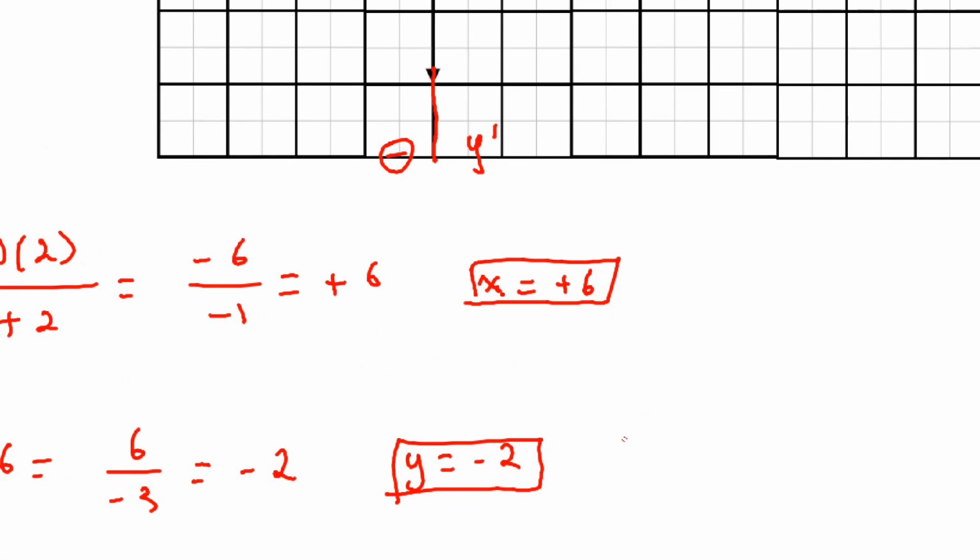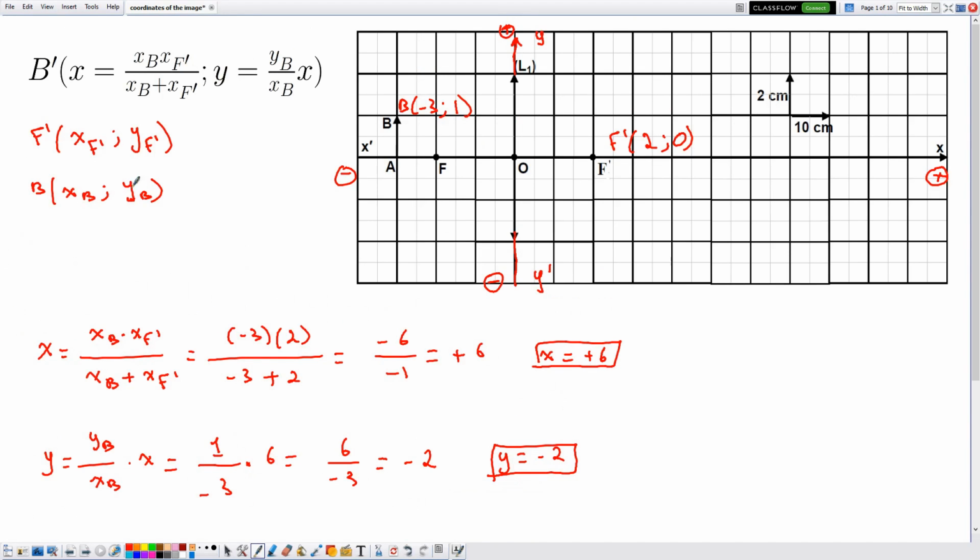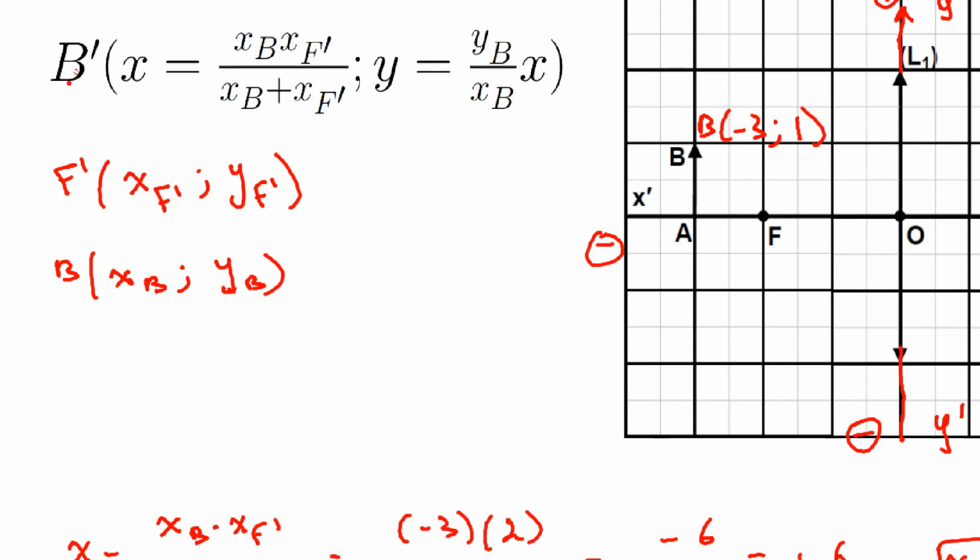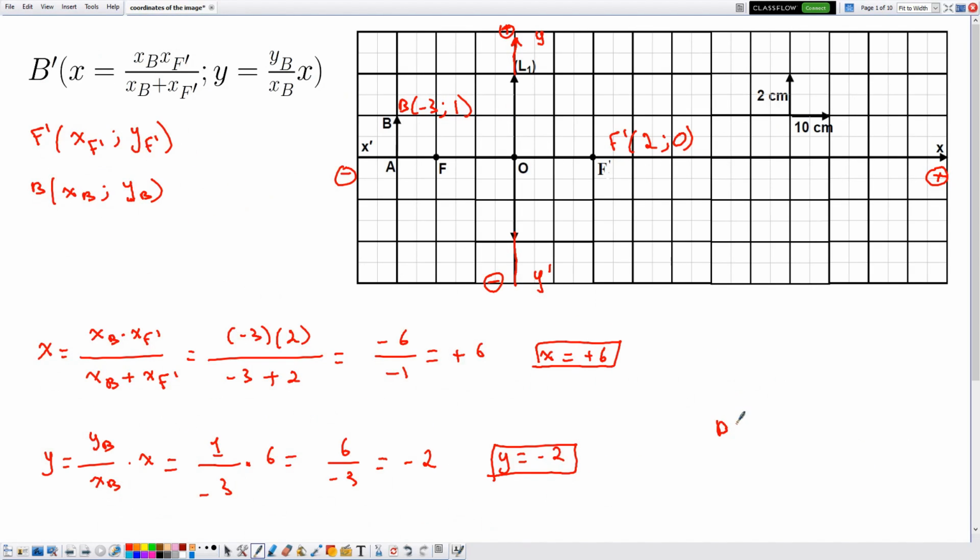So recall, what do x and y represent in this case? They represent the coordinates of the image point B prime. So B prime in this case is given by 6 and minus 2. So now we can directly locate the image B prime of the point object B. So the abscissa is given by 6. So now let's count 1, 2, 3, 4, 5, 6. And minus 2 means that we need to count 2 divisions downward. So 1, 2. So this point will be B prime.